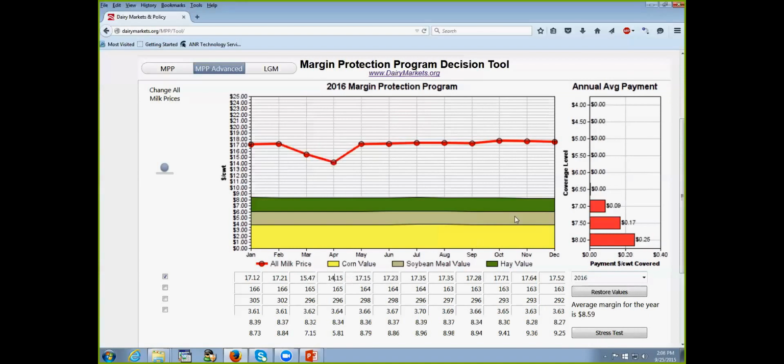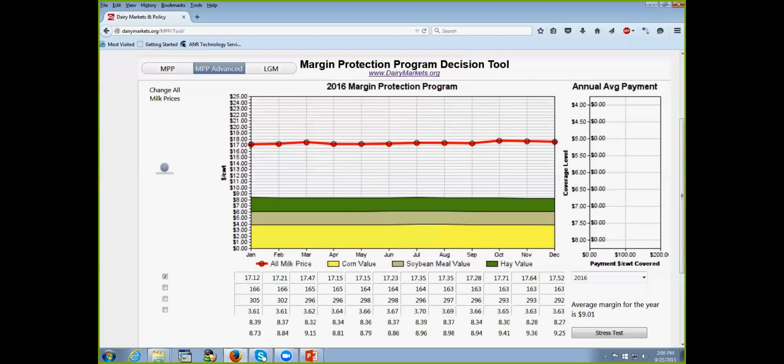And so you can play with that, and this over here tells you what the average annual payment would be at the different coverage levels, given what you put in here as a margin. So this puts it down to 715, and that's 581, which is just way too low. It's not going to do that. So you can change those, and then you can put it back where the market is.